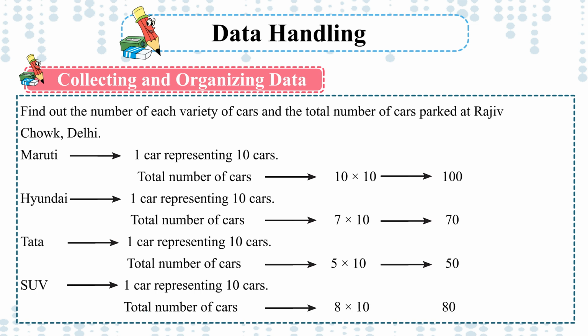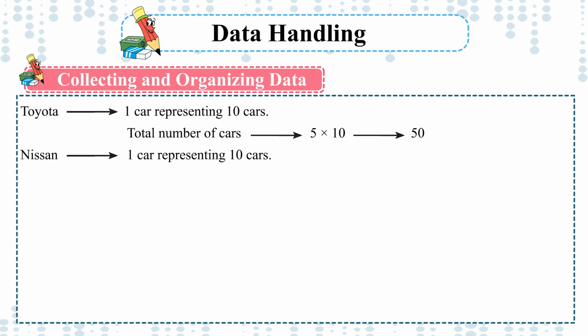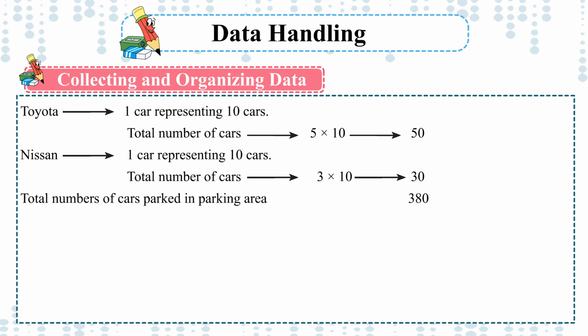Total number of cars, 8. Multiply 10, 80. Toyota, 1 car representing 10 cars. Total number of cars, 5. Multiply 10, 50. Nissan, 1 car representing 10 cars. Total number of cars, 3. Multiply 10, 30. Total number of cars parked in the parking area, 380.